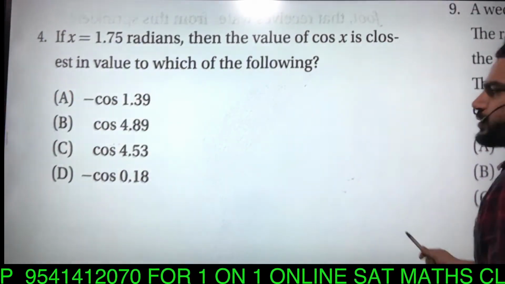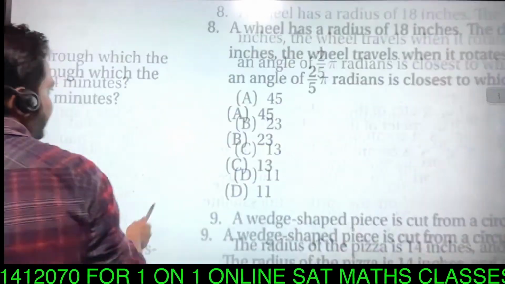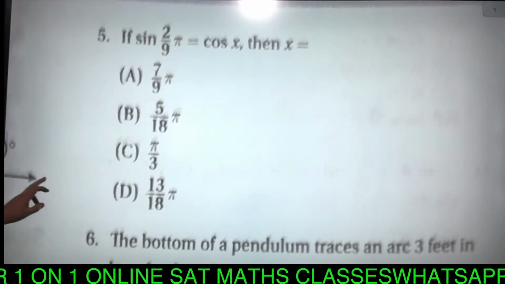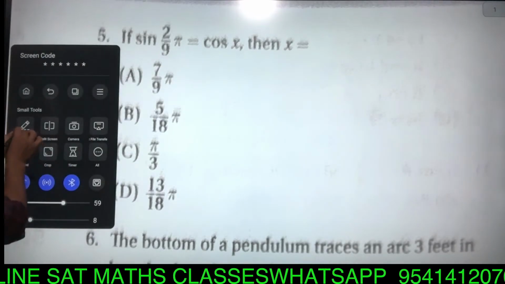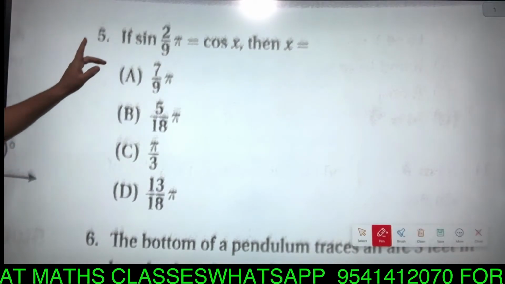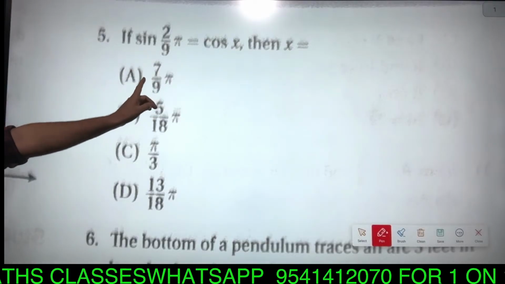Okay, so question number 4 we have discussed. Now it's time for question number 5. What is question number 5? Question number 5 is again a super easy question. In question number 5 they are saying that sine 2 pi by 9 is equal to cos x.